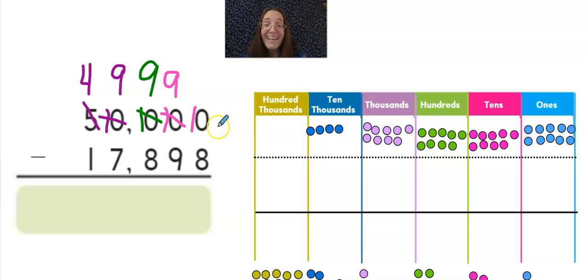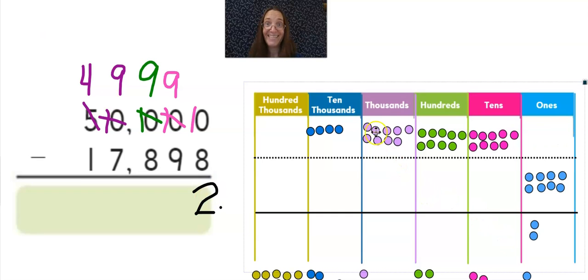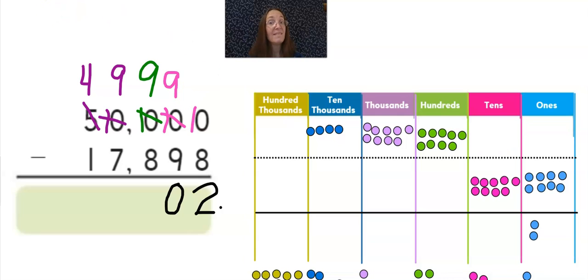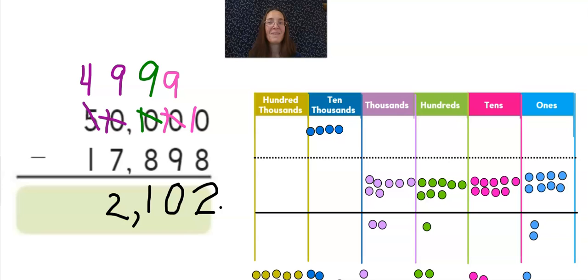But luckily for me, I can just go right ahead and do all my subtraction now. 10 minus 8 is 2, like this. And 9 minus 9 is 0, like this. 9 minus 8 is 1, like this. 9 in the thousands place minus 7 is 2, leaving me in the 10,000s place. 4 minus 1 is 3. So the answer to 50,000 minus 17,898 is 32,102.